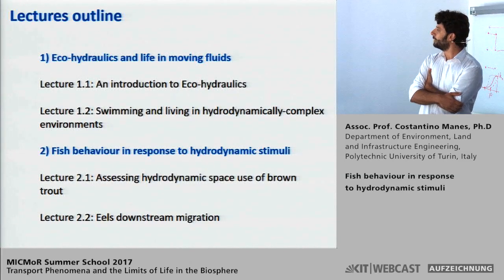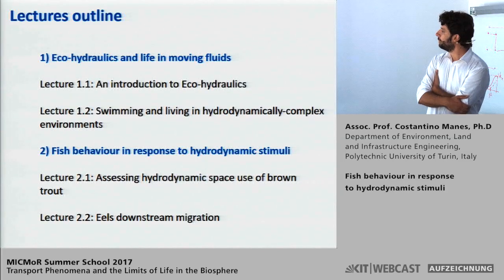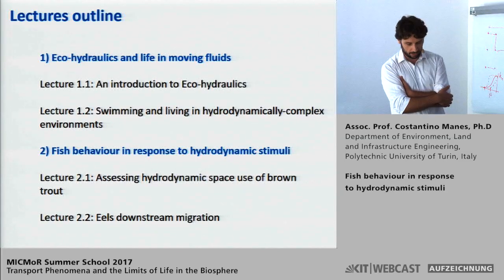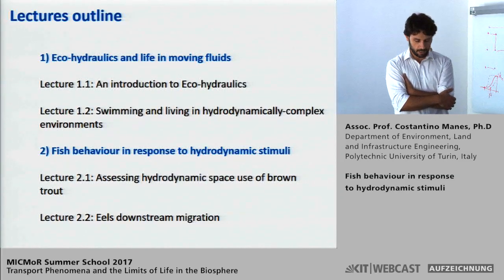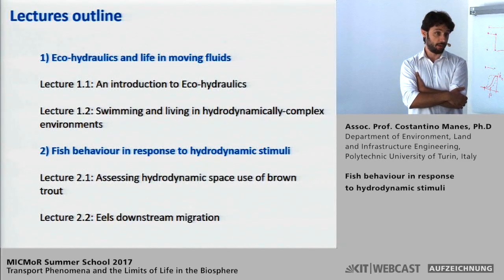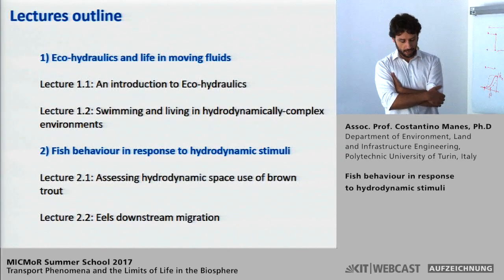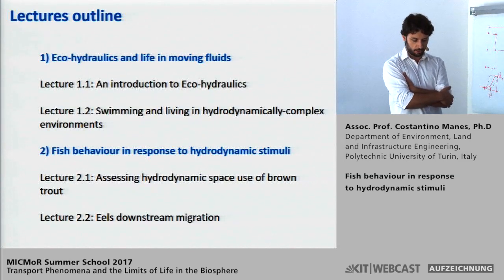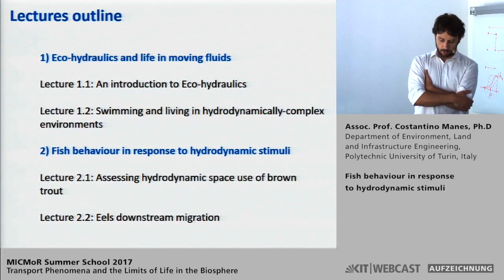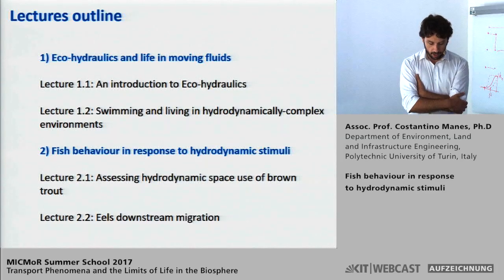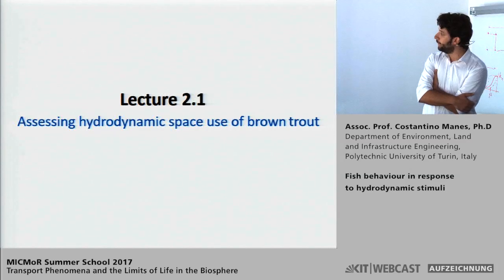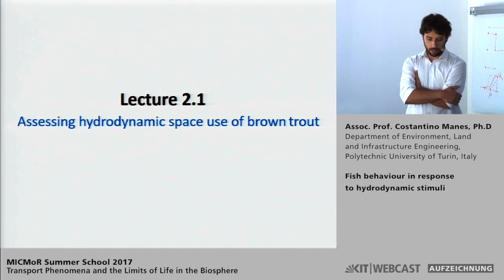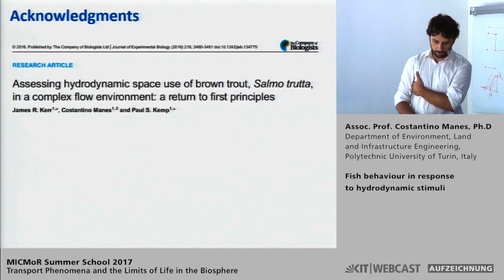Again, this second slot is divided in 2 lectures. In the first one, we're going to talk about brown trout and how brown trout chooses space or habitat based on the hydrodynamic properties of the habitat itself. In lecture number 2, we will talk about eels downstream migration. So let's start with the first. Assessing hydrodynamic space use of brown trout.